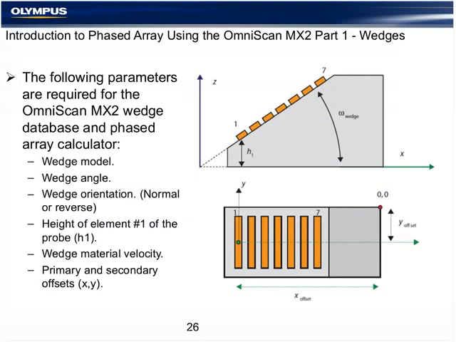There are also offset or position information, if known, so that the C scans and B scans and D scans display the data in relationship to the weld or the component correctly.